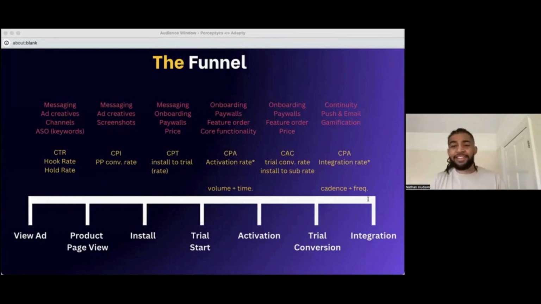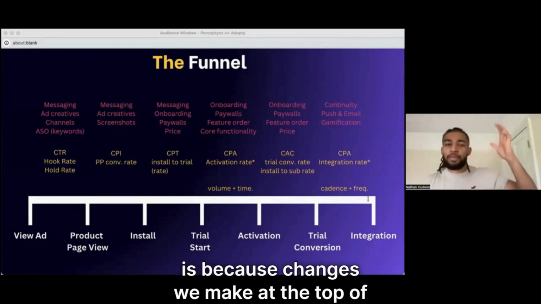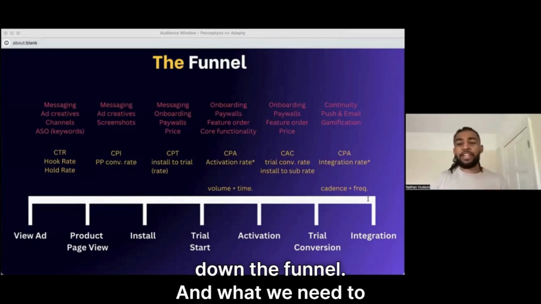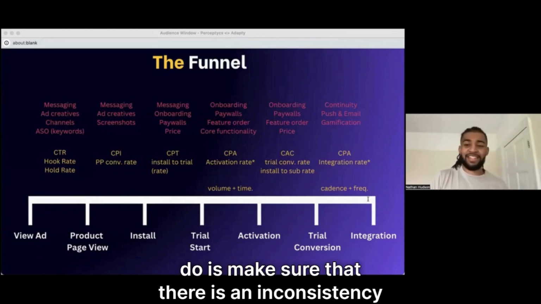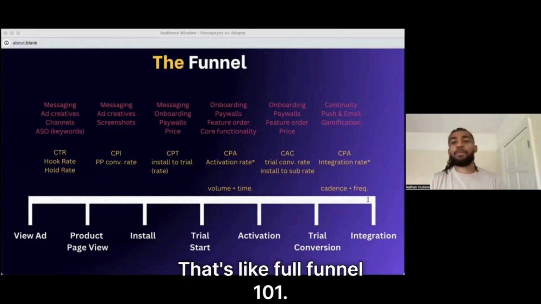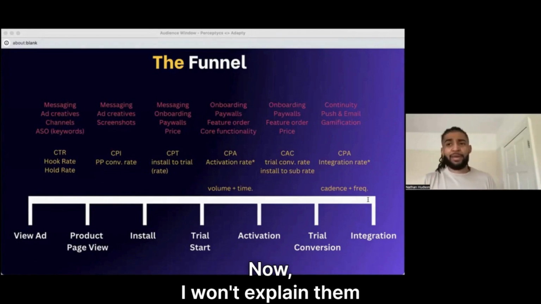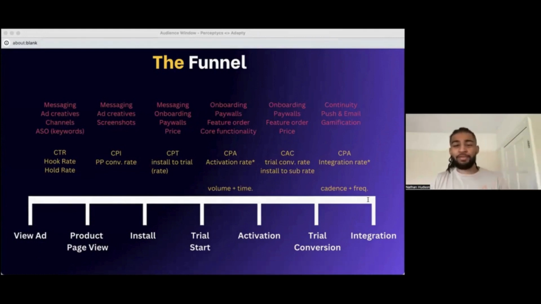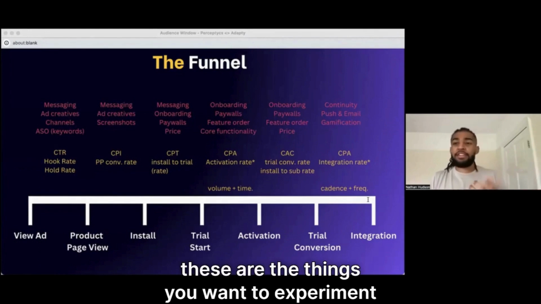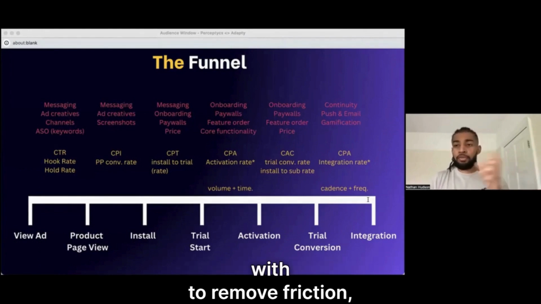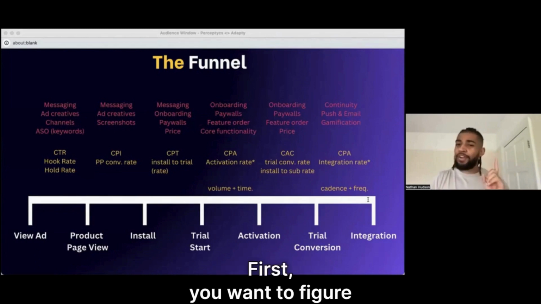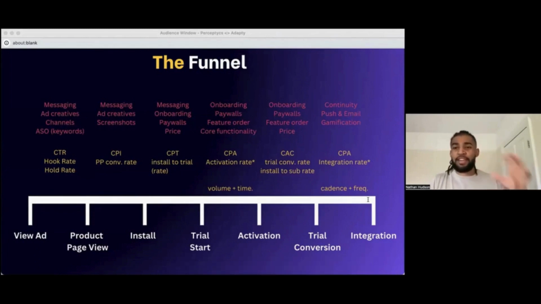The reason is that changes we make at the top of funnel will impact metrics down the funnel. And what we need to do is make sure that there is consistency across the funnel, right? That's like full funnel 101. Now, I won't explain them all because I don't think we have time, but have a look at these, right? You can see that messaging, ad creatives, channels, these are the things you want to experiment with to remove friction, not to shout, right? First, you want to figure out what's the friction, then these are the things you can do.